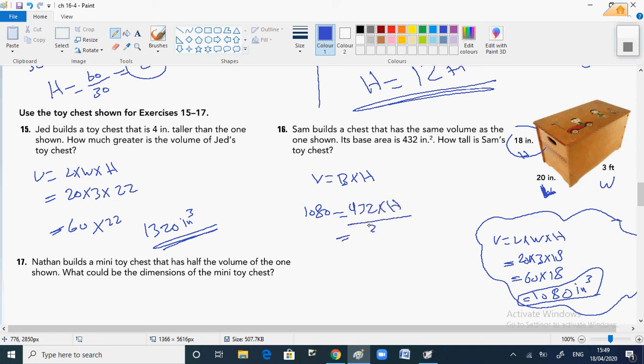So now I will get the height. I will divide by 432. So 1080 divided by 432. What's the answer? 2.5. 2.5 inches, okay? So this one is 3 inches because I solved all of them as inches, okay?